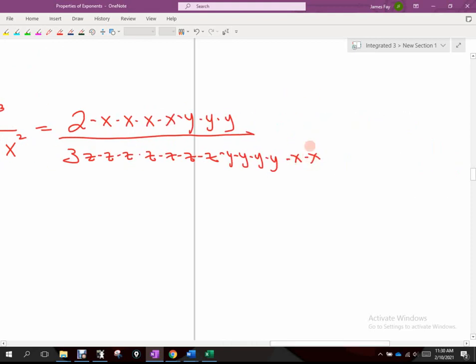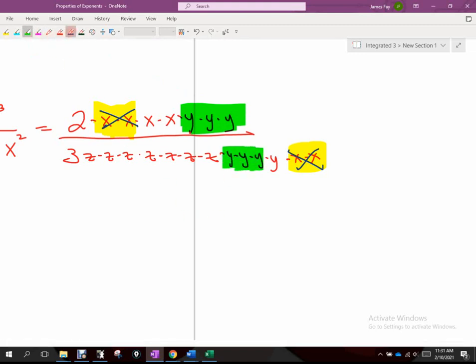Times x times x. Okay. Are those two x's right there going to cancel with those two x's? So let's cross them out. So I cross those out. Okay. Now do these 3 y's here cancel with these 3 y's? Yeah. So let's cross them out.